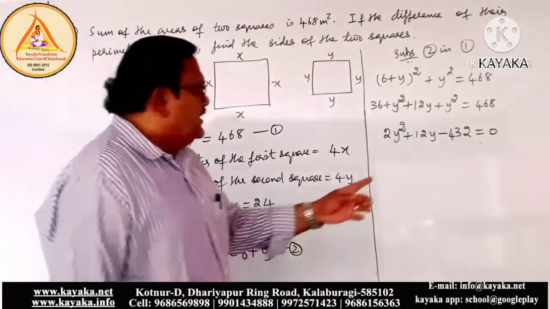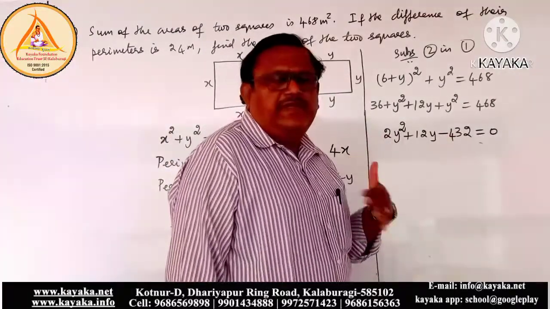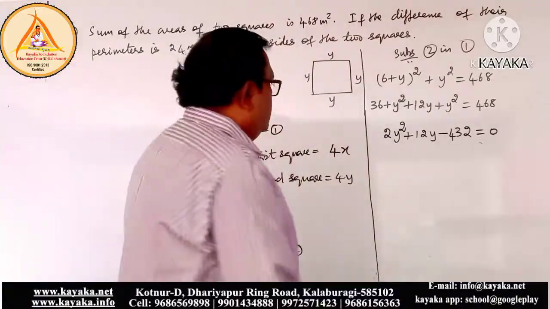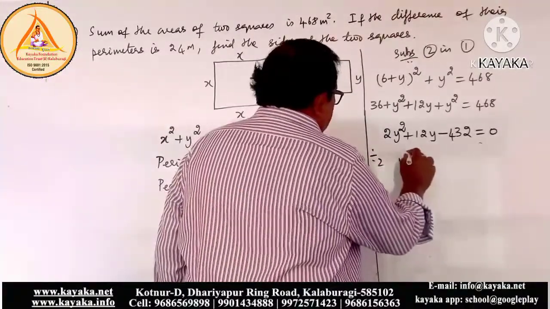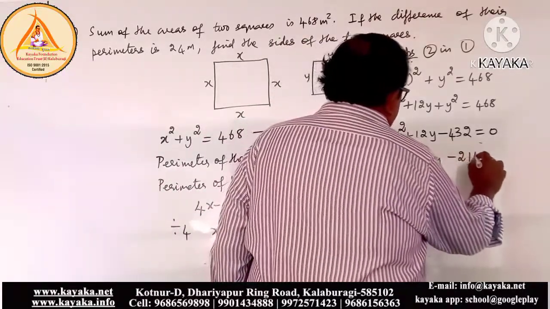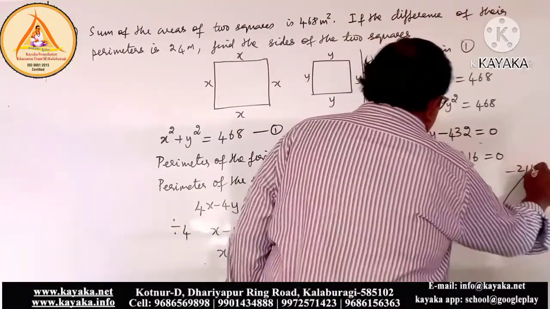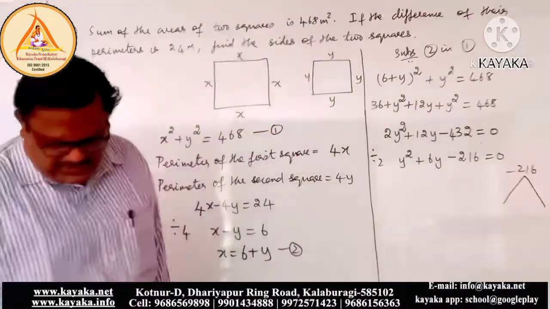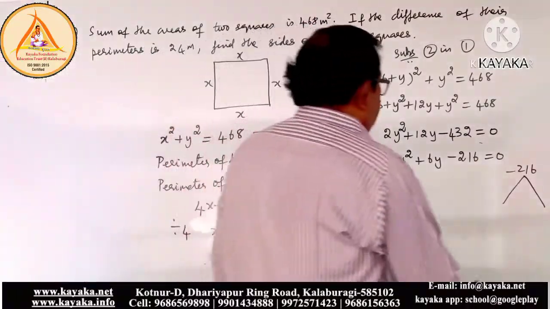Okay, dear children, now here you can see 2 is common. We can divide the full equation by 2. Therefore, dividing by 2, you will get y square plus 6y minus 216 will be equal to 0. The same way, the factors of minus 216, okay, you will get 18 and minus 12.